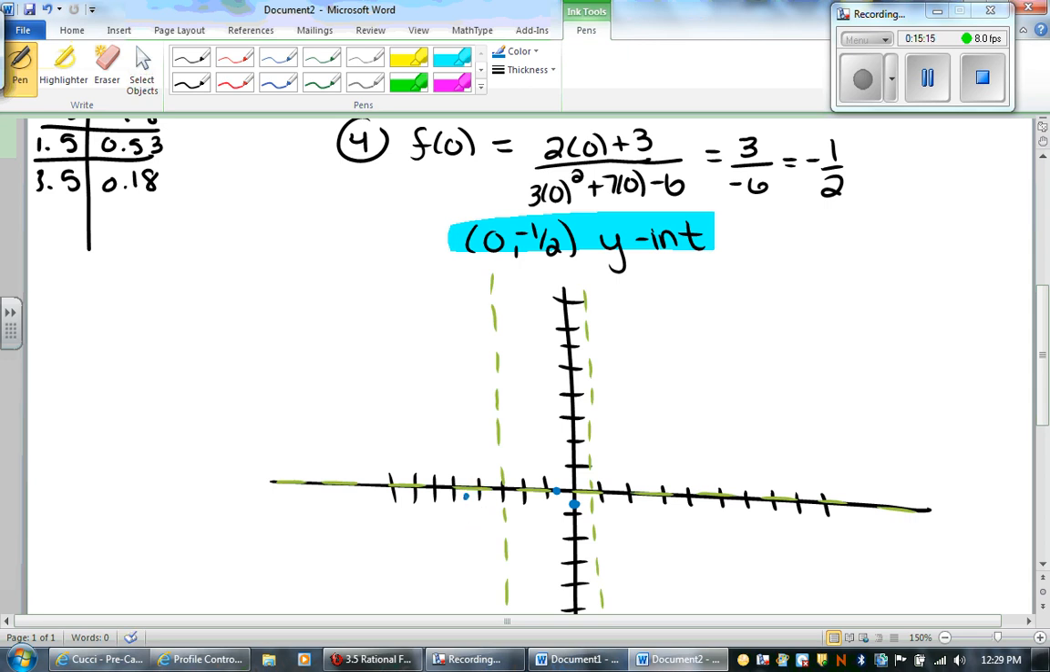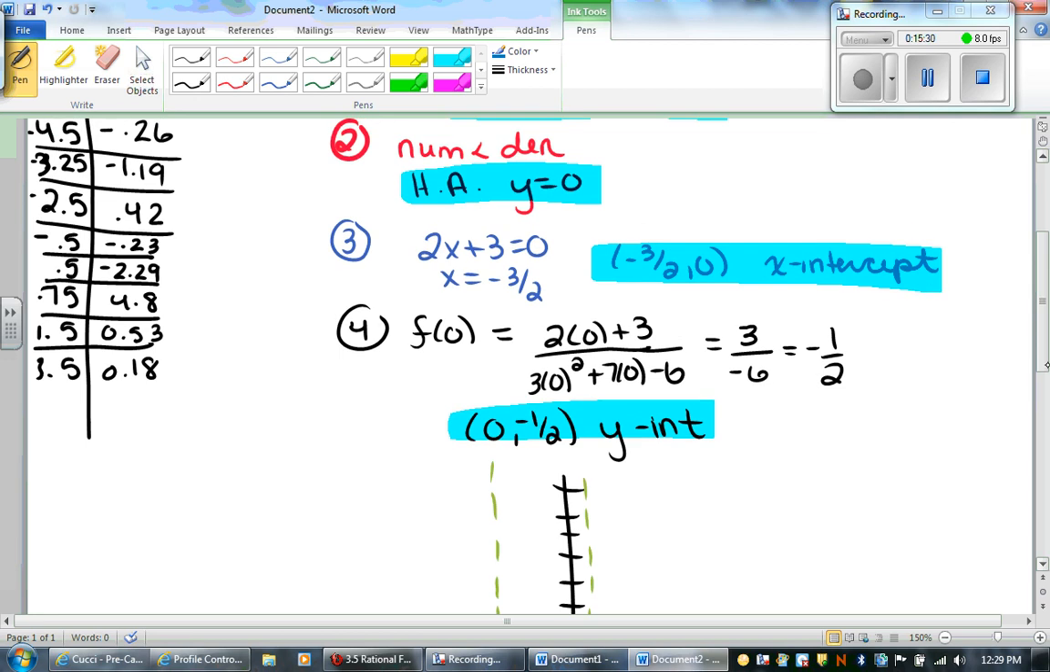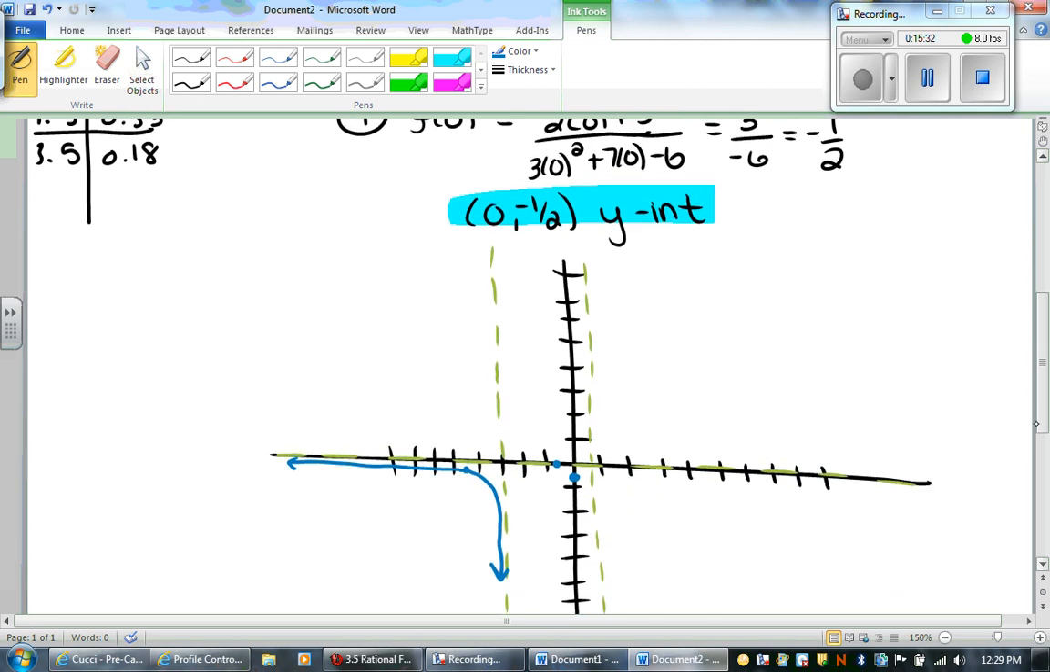And since that one point, I can guide myself. I know that this is going to go up and get close to that, but never touch it. And I know that it's going to go down. It's going to guide it, right? Here, did I choose negative 2? I'm pretty sure I did. Negative 2.5, I got 4.2. So negative 2.5, I got 4.2. It's like somewhere here. This is going to kind of scoop up, and on this side, scoop down. Okay?